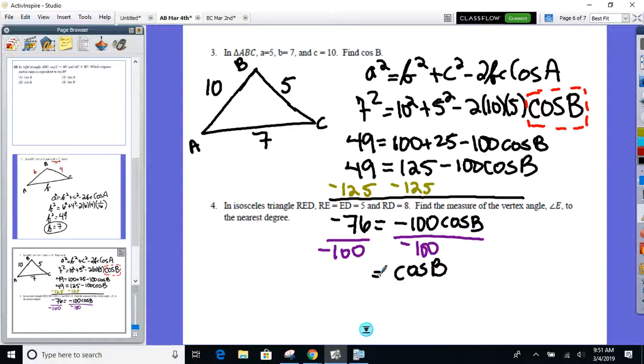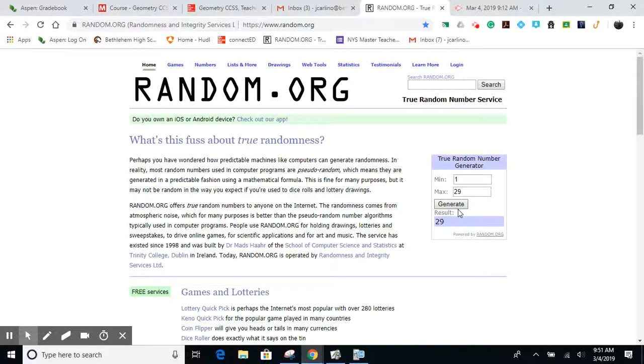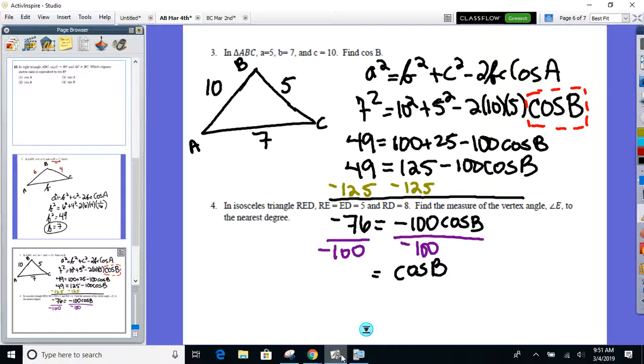So as a fraction, simplest form, what do we end up with here? 19 over 25. And what did I ask you to solve for? That's all right. Don't take it any further. Don't be a hero. That's all I wanted right there. Cosine B, 19 over 25.